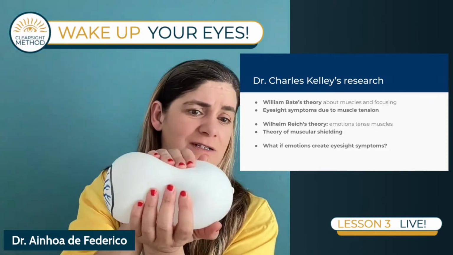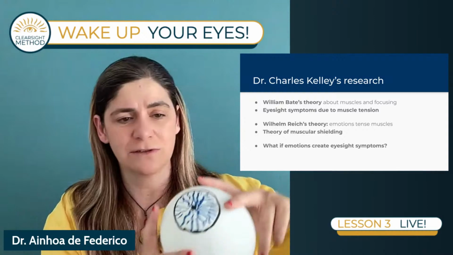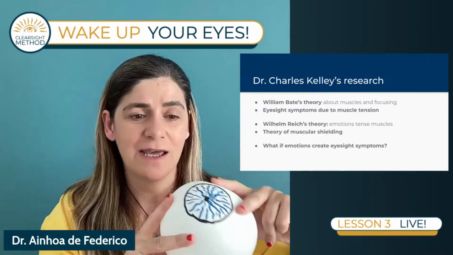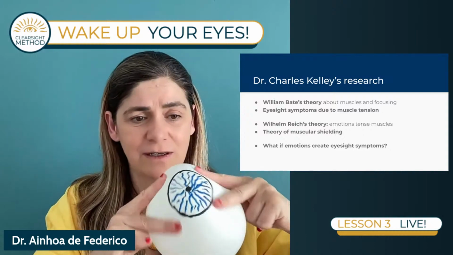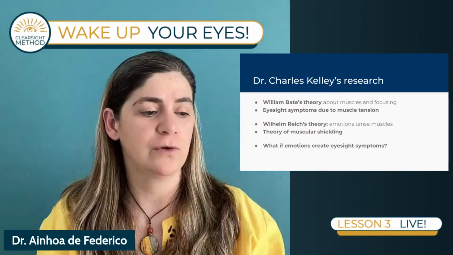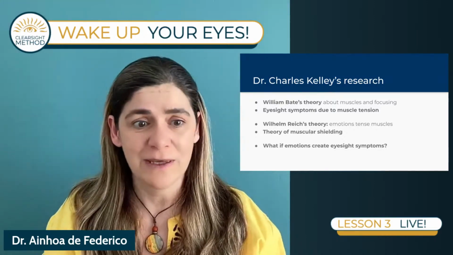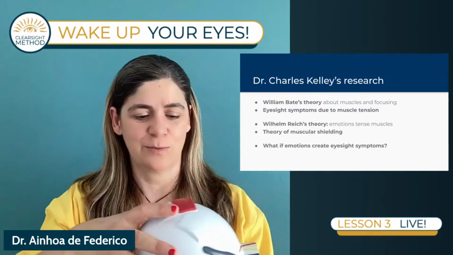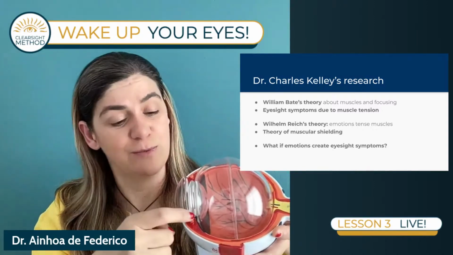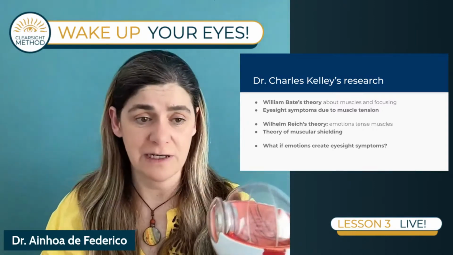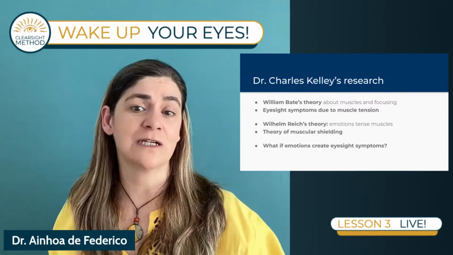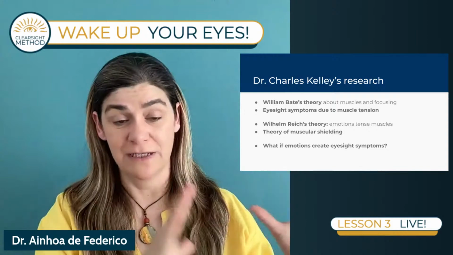So myopia or nearsightedness is tension in the oblique muscles, and hyperopia or farsightedness is tension in the straight ones, and astigmatism is tension in the straight ones, but irregular tension, making the cornea and the eyeball look like a football or rugby ball instead of a soccer or basketball ball. And presbyopia, or the need for reading glasses, is because of too much tension in the ciliary muscles that control the crystalline. So far so good. Eyesight symptoms are due to muscle tensions. That's the part that Bates brought.